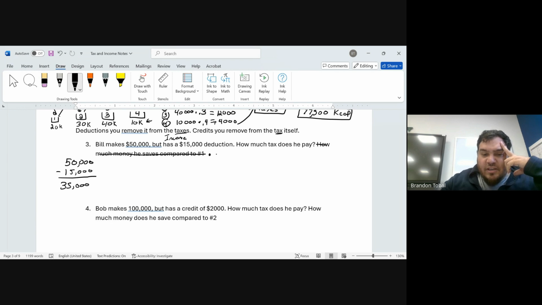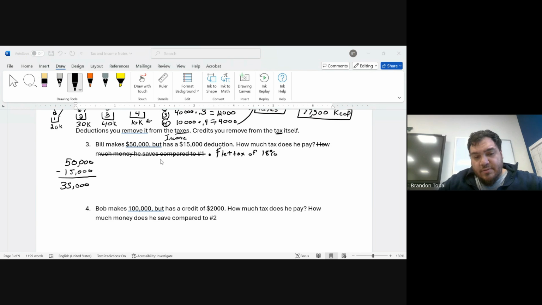To make the question easier, because we just spent time looking at the buckets, and I'm going to have to go back to buckets again on short and long-term investment, we're just going to say he has a flat tax rate of, let's do 18%. So in this case, how much money he makes is taxed at a flat tax rate of 18%.